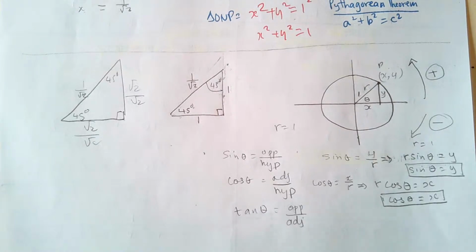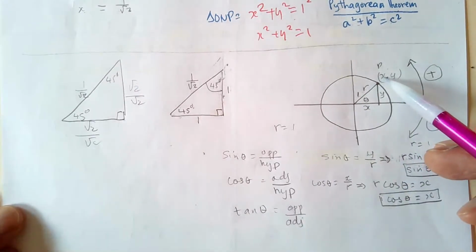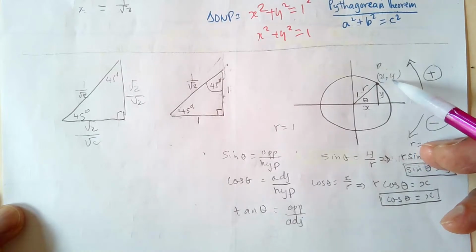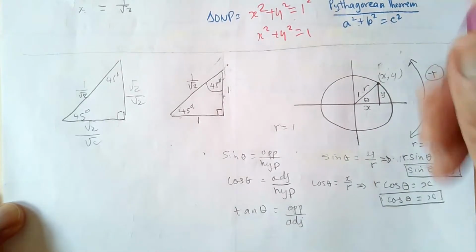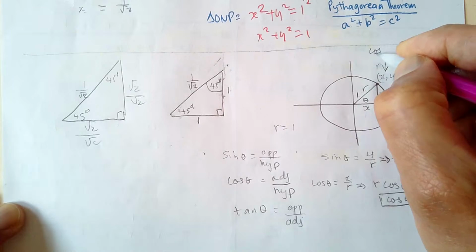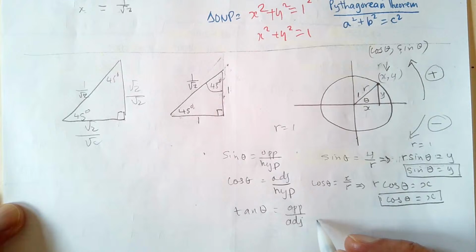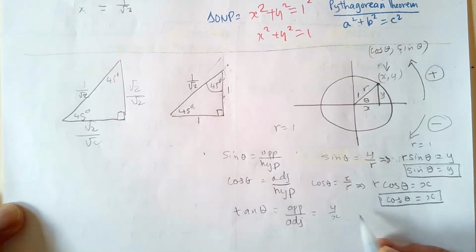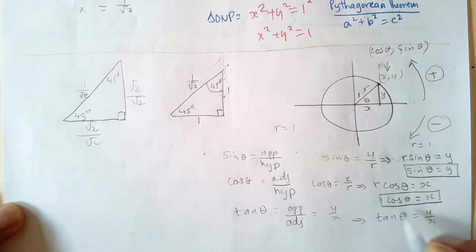So that's why we can replace the terminal point with the coordinates here. We can say that cos is x and sine is y. So we replace the point P here, and we can say it's cos theta, sine theta. Now the tangent, we don't need it right now, but this would be opposite over adjacent, y over x. Nothing you can do about that. So tan theta is y over x.